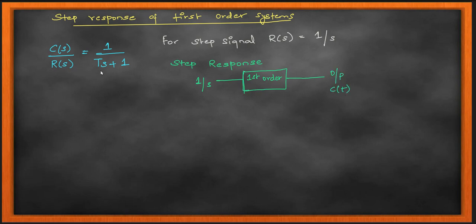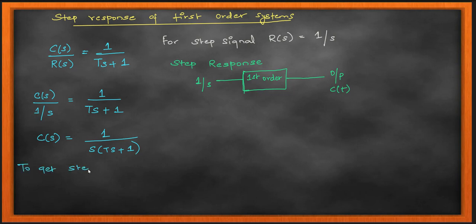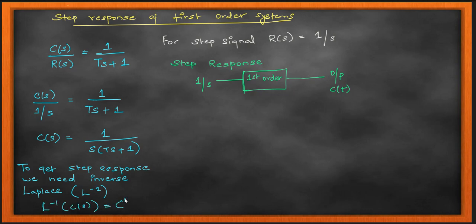How do I do that? I take the inverse transform of C of S, with substitution of R of S equal to 1 by S. So when I do that, I get my C of S to be equal to 1 by S into Ts plus 1. And now, to get the step response, or to get the C of t, I need to apply my inverse Laplace formula. And I can tell this much, that my L inverse is not straightforward. So L inverse of C of S is my C of t.